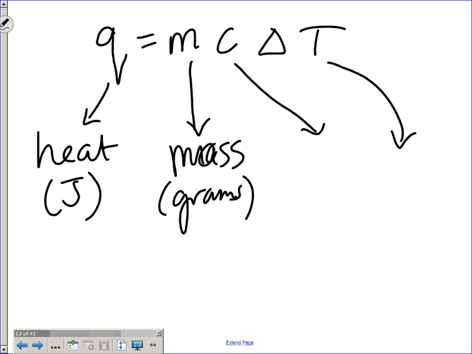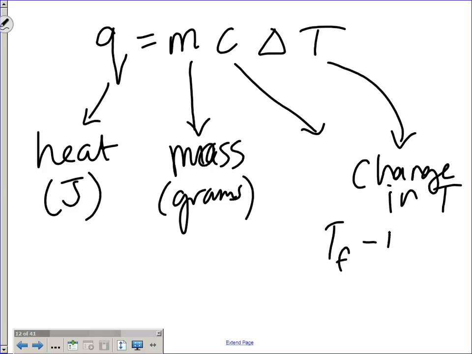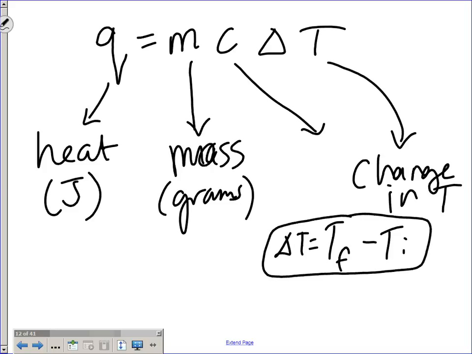Delta T stands for change in temperature. And change in temperature is very specifically calculated. It's something minus something. Yes, T final minus T initial, right? So this is our delta T. And it has to be this way because sometimes we have a system that has gained energy. Well, if it gains energy, generally what happens to the temperature? What happens to the temperature if you gain energy? It's going to go up. It's going to get warmer. So then that's going to be a positive energy.